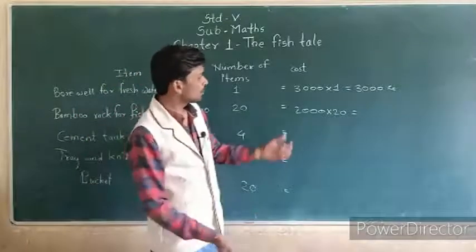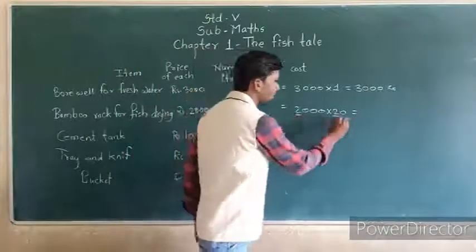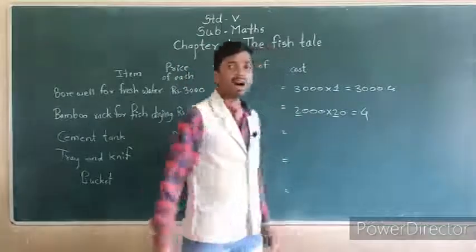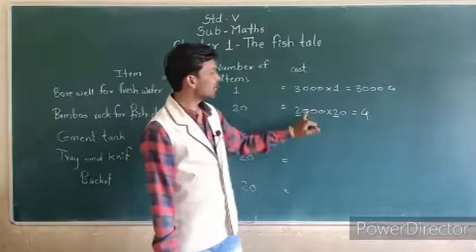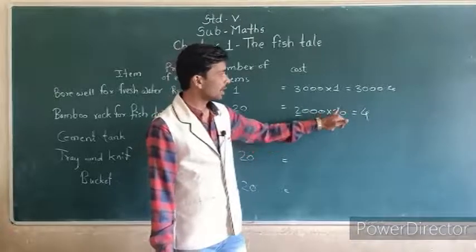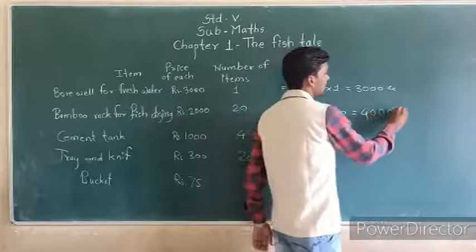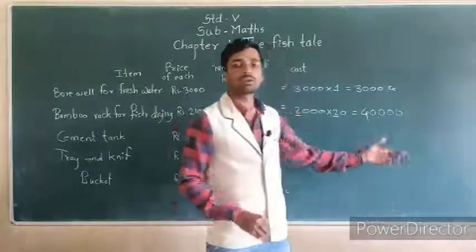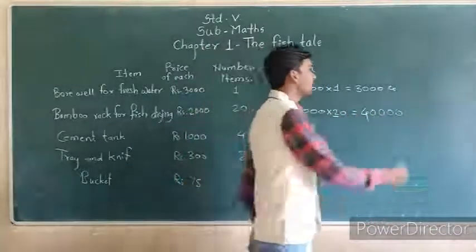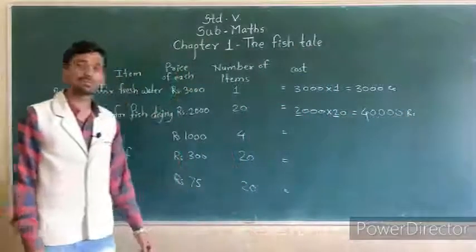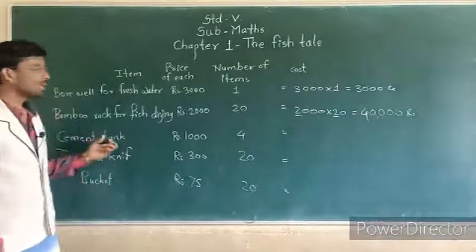See, you multiply only these 2 and 2. 2 2s are 4. Write here answer 4. How many zeros are there? 1, 2, 3 and 4. So write 4 zeros. So your cost is 40,000 rupees.